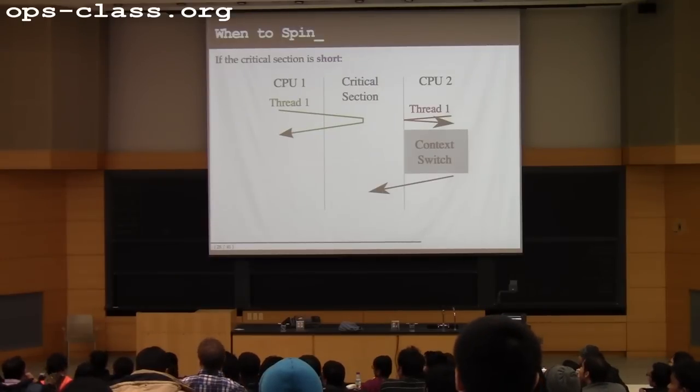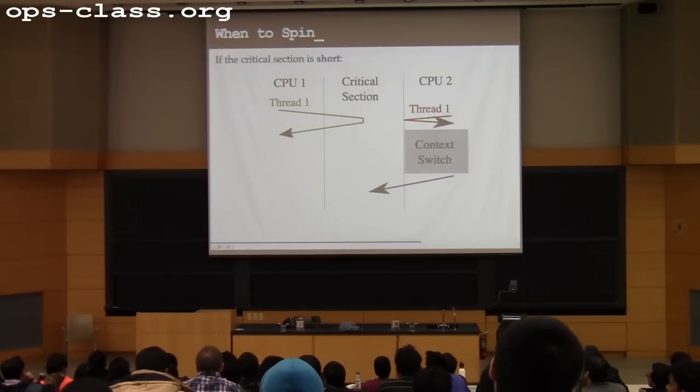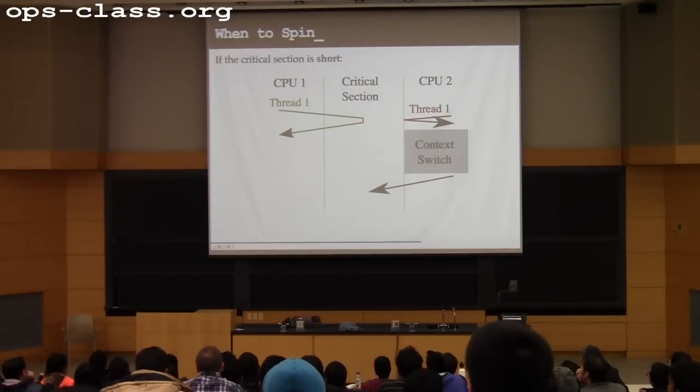Every year, new bugs on the slides. Thread two, the red thread, we'll just call them red and green, right? Red thread had tried to acquire the lock while thread one was in the critical section, and it chose to go to sleep. Okay? And so there's this whole process that the processor has to perform in order to put it to sleep. And then later to wake it up again, right?